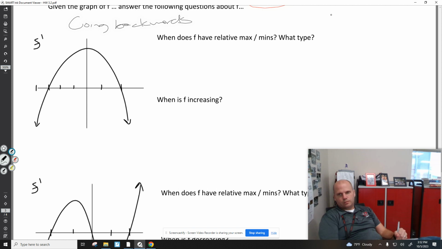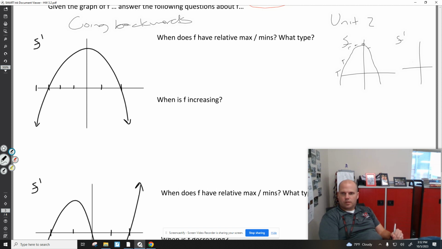In Unit 2, I gave you F's graph, and I said, hey, F's graph looks like this. And you're like, oh, okay, let me sketch F prime. Okay, positive slopes, less positive, less positive, less positive, 0, negative. So you looked at a lot of slopes. And you're like, oh, there's my graph of F prime.